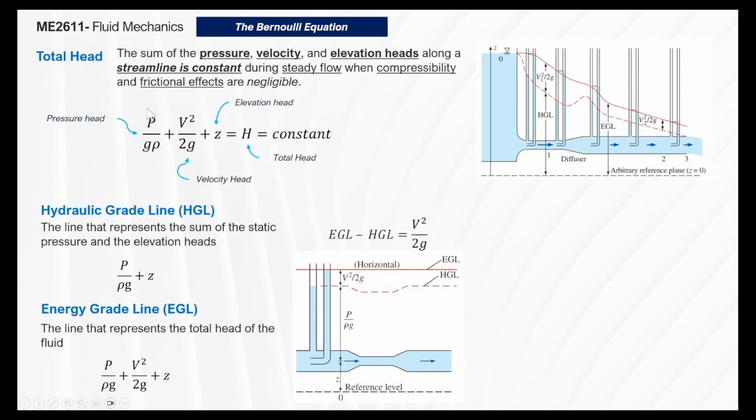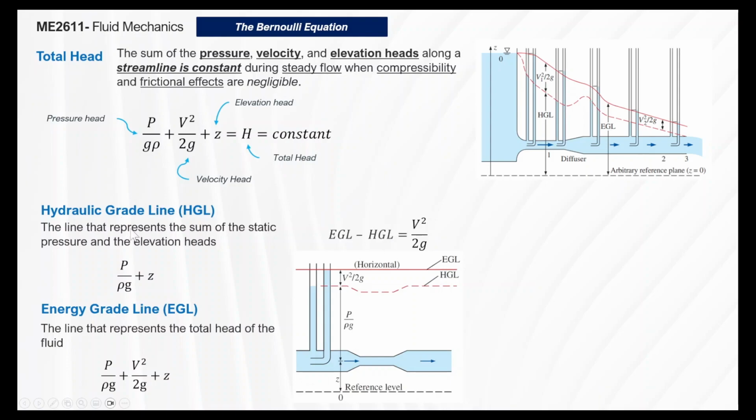Next up is the total head, or we're going to talk about the hydraulic grade line and energy grade line. So here we're expressing the Bernoulli equation in head form. Essentially, the total head, the sum of the pressure, velocity, and elevation heads along a streamline, is constant during steady flow when compressibility and frictional effects are negligible. The solid line here is your energy grade line. The broken line here is your hydraulic grade line. So simply, the Bernoulli equation in head form is expressed as such, where the pressure head is pressure divided by the product of acceleration due to gravity and density. This is the velocity head, v squared over twice the acceleration due to gravity, and then the elevation head. Then eventually, this is the h, which is our variable for total head.